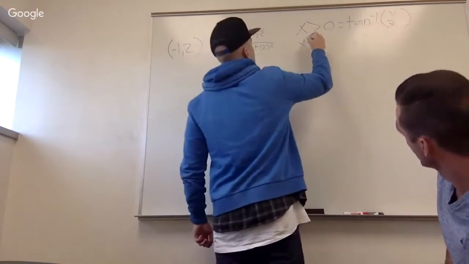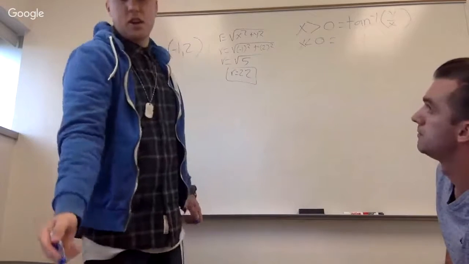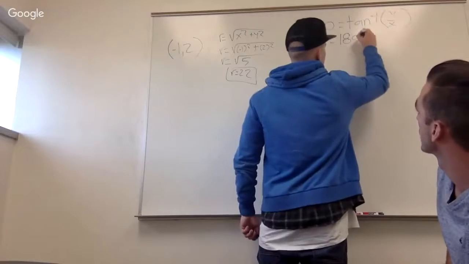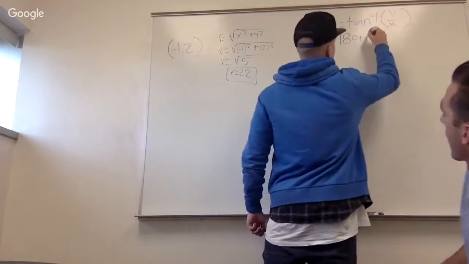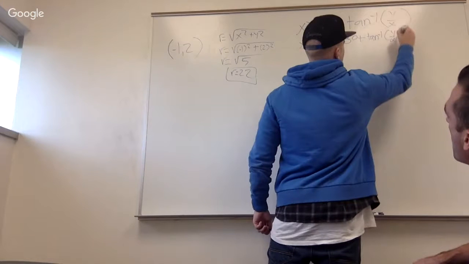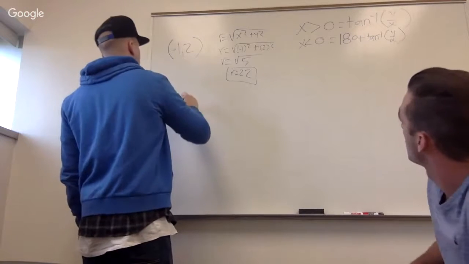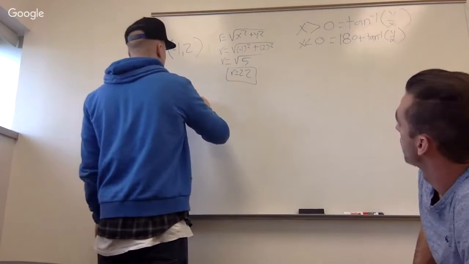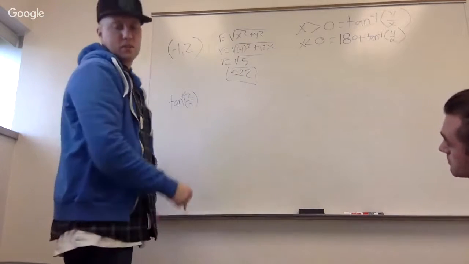If x is less than 0, you do this, which is almost all the problems I've seen, x is always less than 0 that we have to do. You go 180 minus, or is it plus? Yeah, it's plus. Plus the inverse tangent of y over x. So for this problem, we have to do the inverse tangent of 2 over -1. So we get that, and then we take the thing we get.